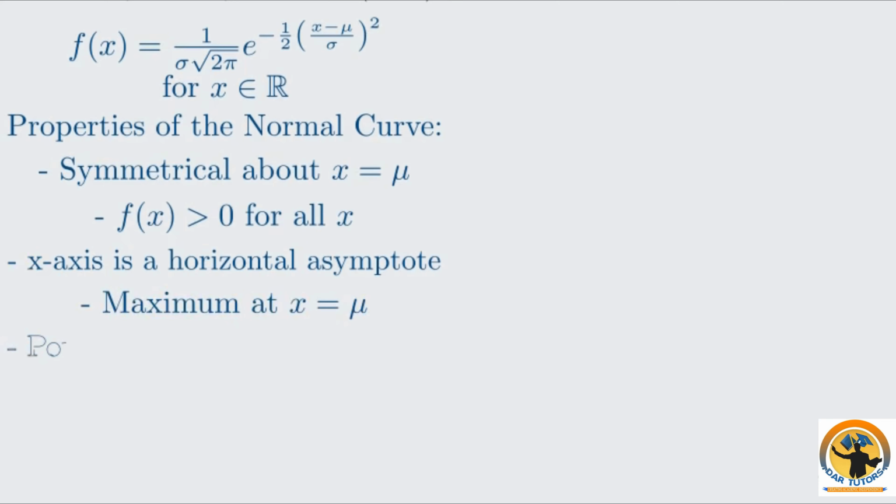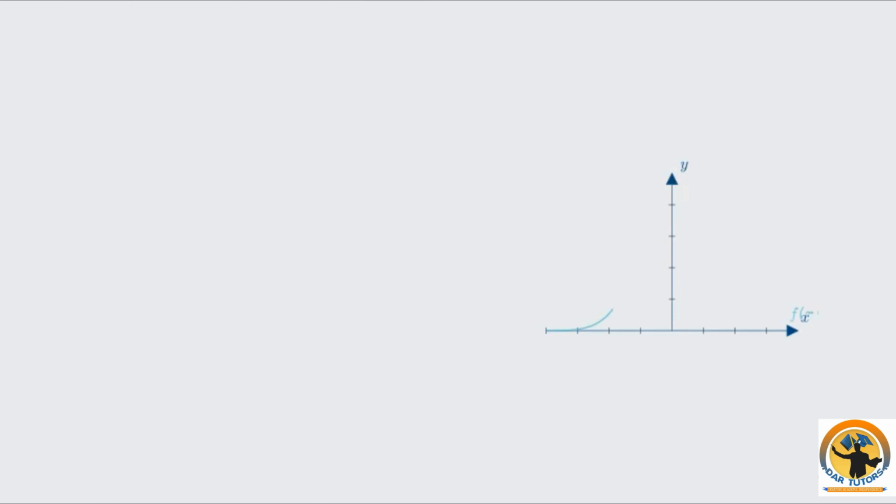Fifth, and this is a key one, the curve has points of inflection at x equals mu plus or minus sigma. These are the points where the curve changes from being concave down to concave up. This means the standard deviation is the horizontal distance from the line of symmetry, x equals mu, to a point of inflection. This provides a geometric interpretation of sigma.